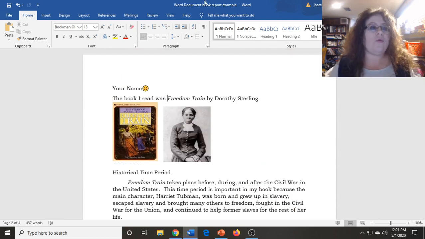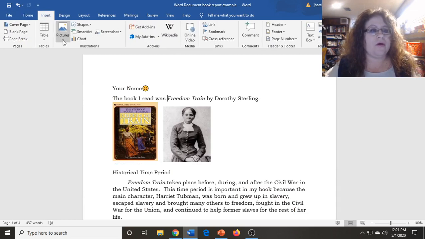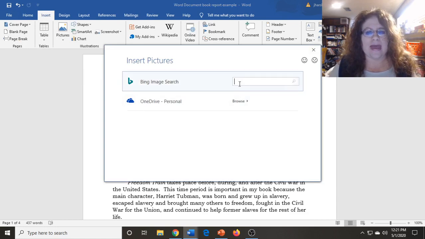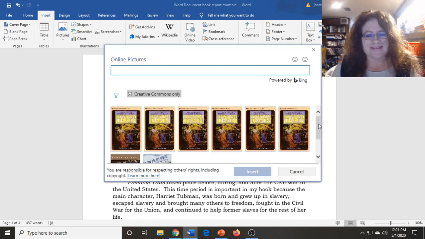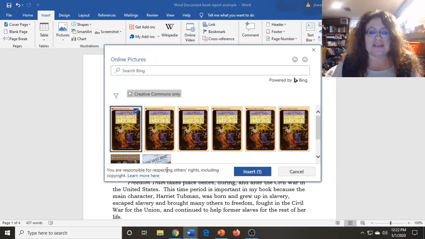And if you don't know, a very easy way to find the pictures is to go to the top, hit Insert, go to Pictures, and click Online Pictures. When you get here, you just type in what you want to find. So I'm going to type in Freedom Train by Dorothy Sterling, just to show you what comes up really fast, okay? So if you see, as soon as you type in Freedom Train by Dorothy Sterling, there are a bunch of these. You click one, and if you hit Insert, it'll go right into your document. Just make sure your cursor is where you want the picture to go.